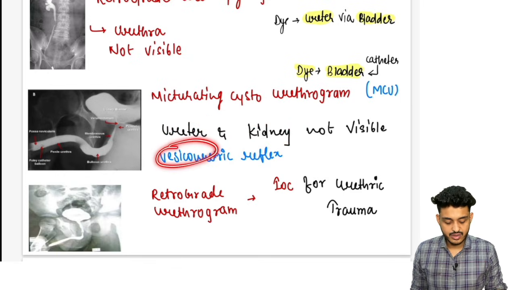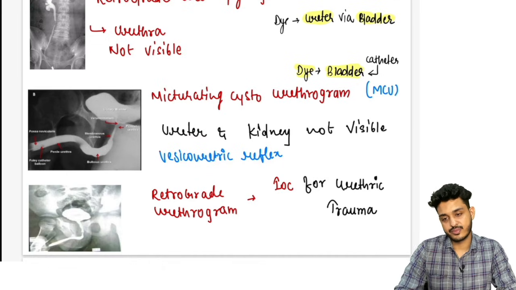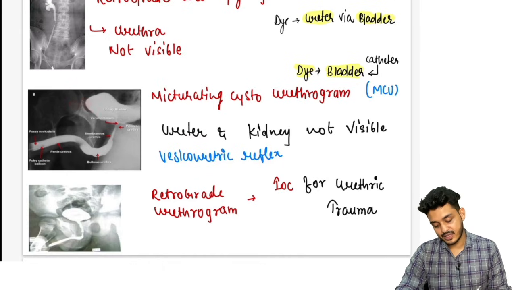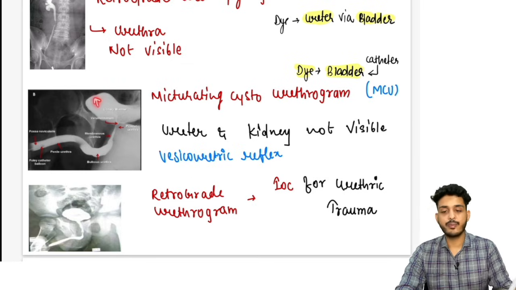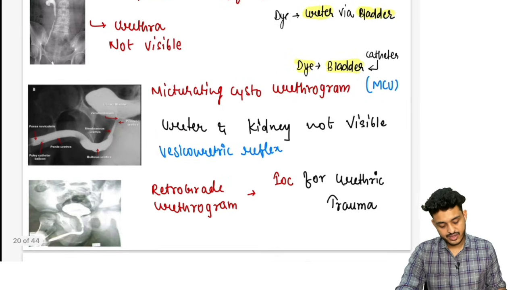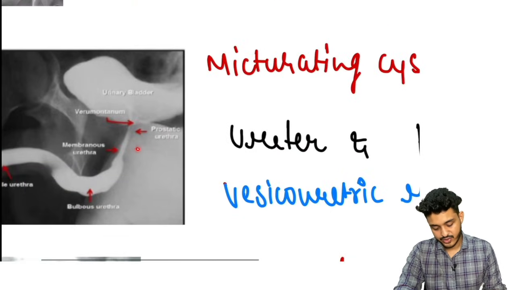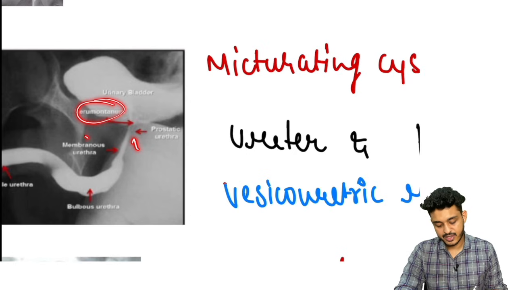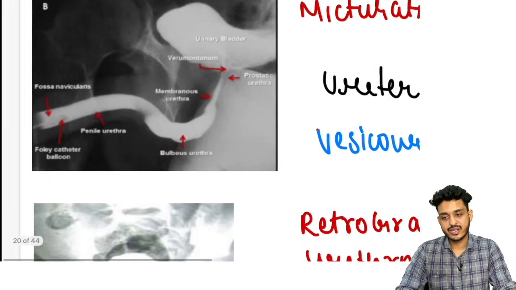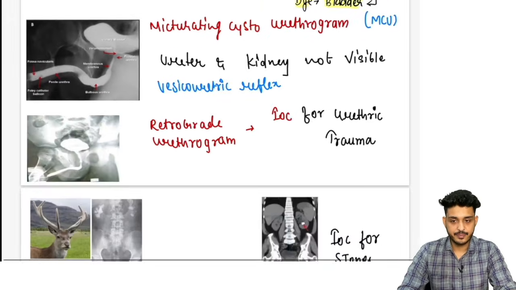We can check for the vesico-ureteric reflux also. Vesico-ureteric reflux means that because of the bladder, the dye is going to go back into the ureter. We can check for any injury over here. We can check for the prostatic urethra, verumontanum, membranous urethra, bulbar urethra, and penile urethra. So we can check for multiple things over here.